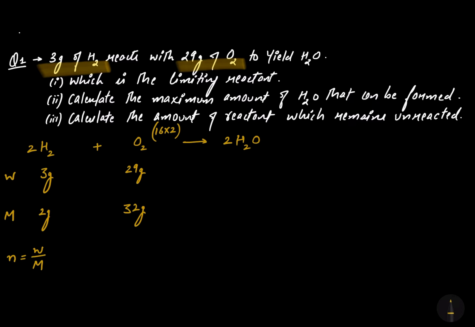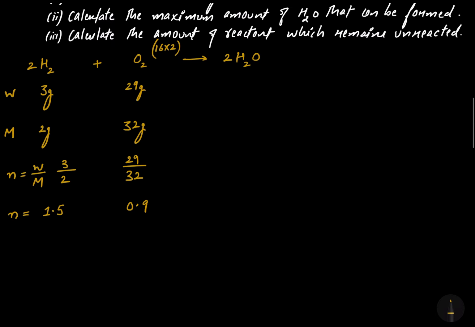Now, the given weight of hydrogen in this question is 3, and its molecular weight is 2. That of oxygen is 29, and the molecular weight of oxygen is 32. So the number of moles, represented by small n, comes out to be 1.5 for hydrogen, and for oxygen 29 divided by 32 comes out to be 0.9. So I have evaluated the number of moles of H2 and O2 that have been given in the question.